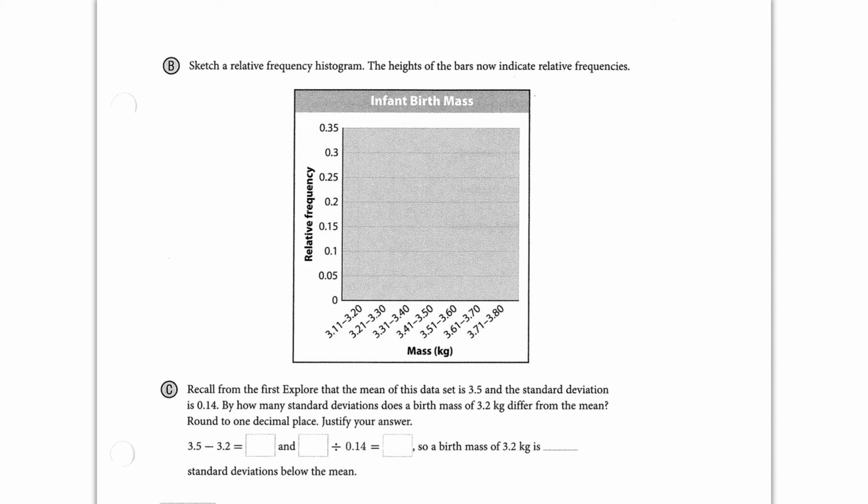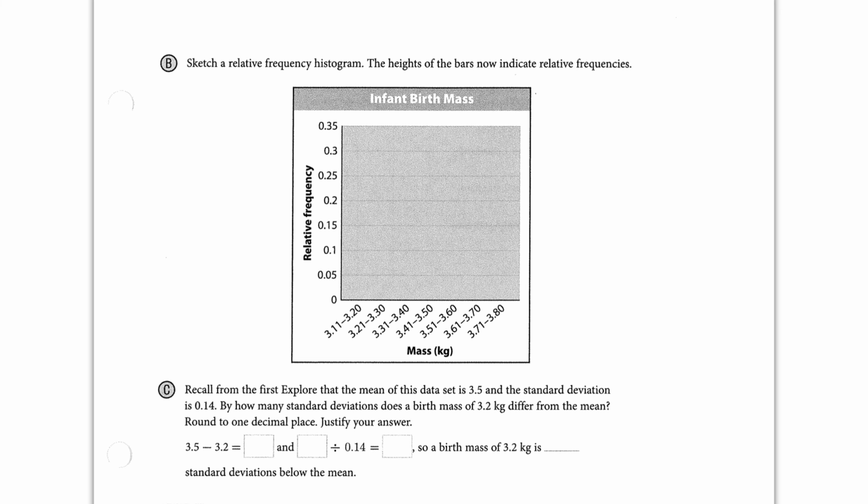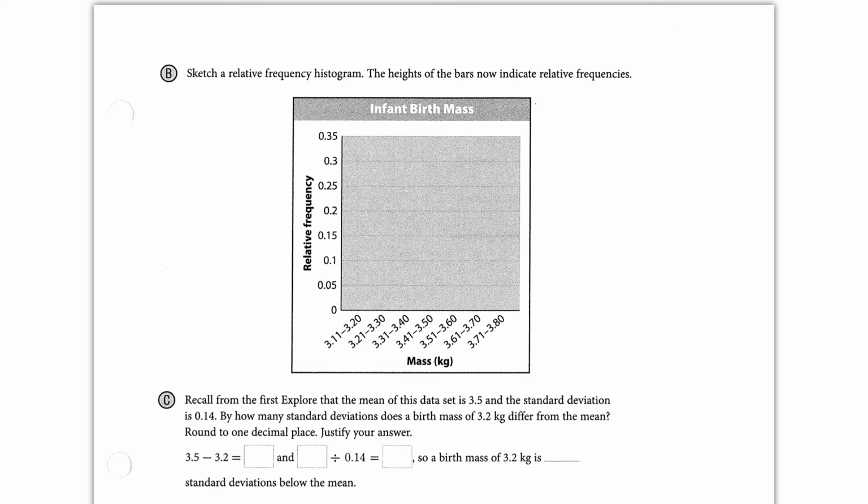Now we're going to sketch a relative frequency histogram, where instead of having the heights be how many, the heights are those decimal values or those percentages of the data. So for 3.11 to 3.20, there was 1 out of 20, and that came out to a decimal of 0.05. So we're going to draw that bar in. Then for the next one, there were 2 out of 20, which is a decimal 0.1.